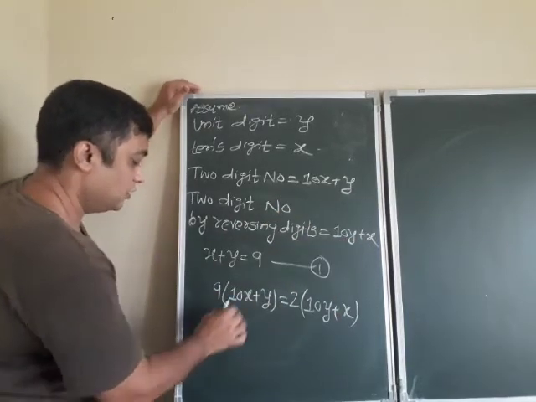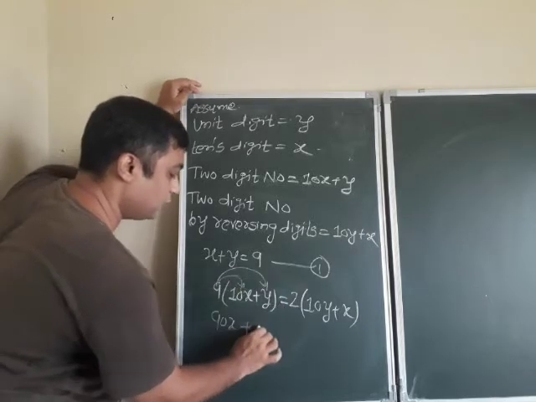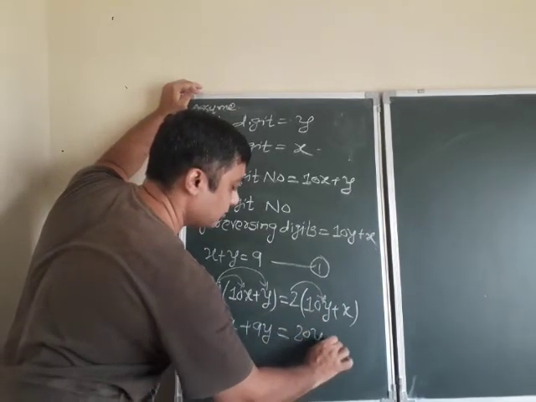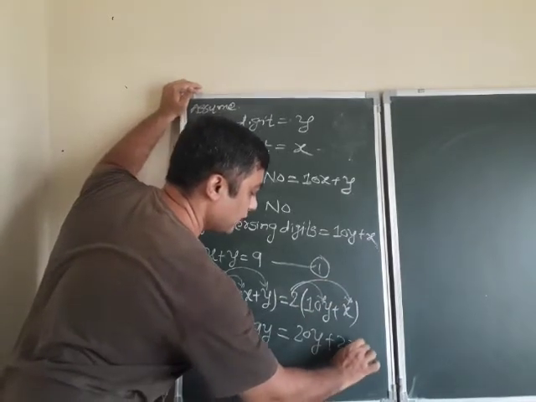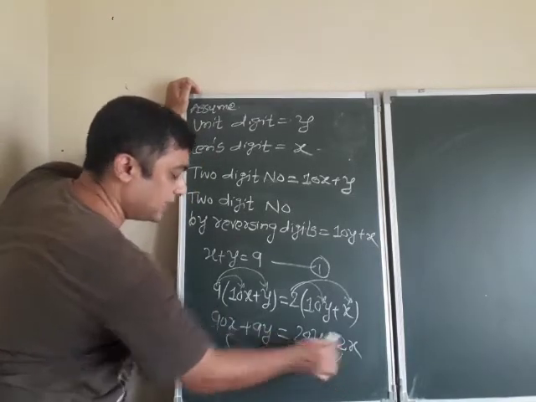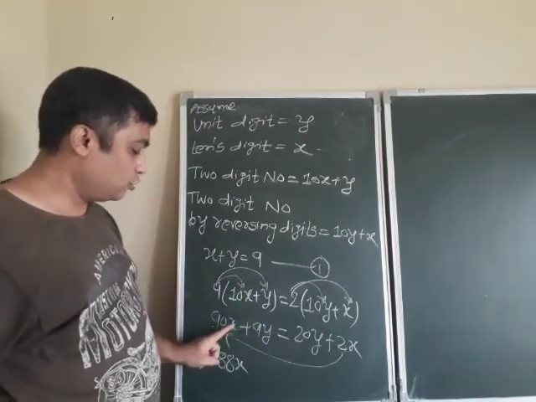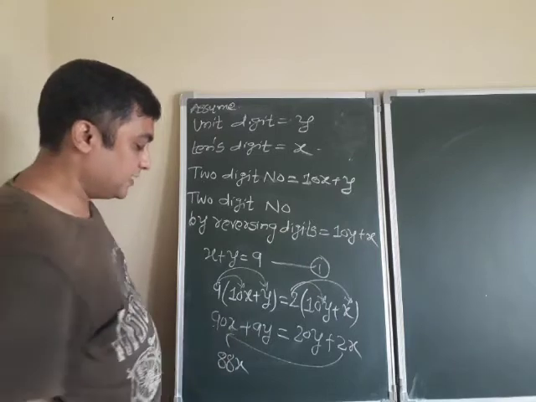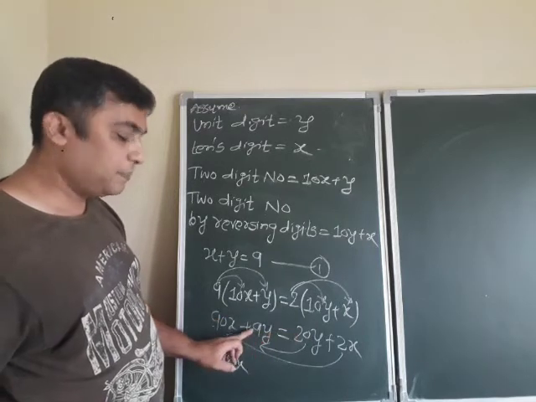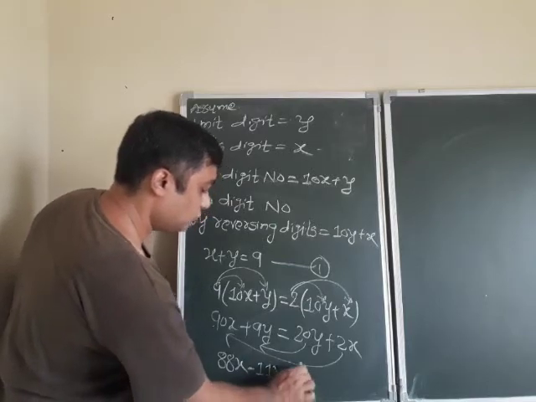Fine. Now solve this. So 10 into 9, it is 90x plus 9 into y, it's 9y, 2 into 10, it's 20y, and 2 into x, it's 2x, right? Now plus 2x on this side, so 90x minus 2x, so it's 88x. 90 minus 2 is equal to 88. Plus 20y on this side, so it is minus 20y. Minus 20 plus 9, so minus 11y. So 88x minus 11y is equal to 0.